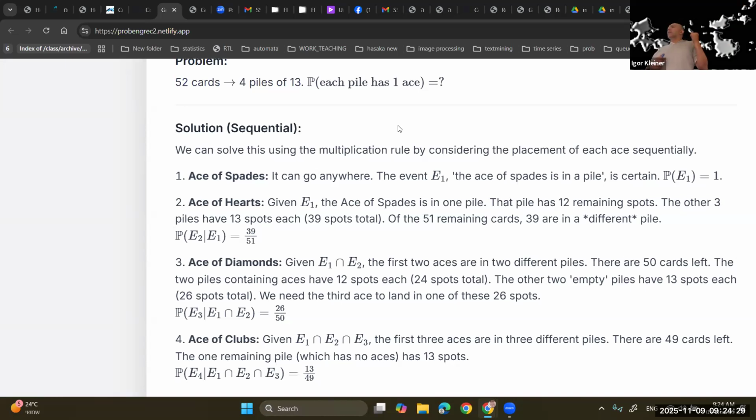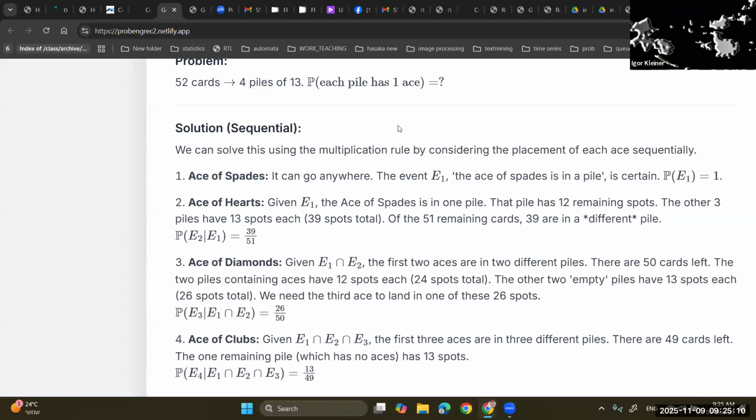Okay, these are the four events. First, the ace of spades is in some pile, so the probability of E1 is one. E2 says the ace of hearts is not in the same pile where the ace of spades is. We need to find this probability. E3 says the ace of diamonds is not in the same pile where these two elements are. And E4 says that the ace of clubs is not in the same pile where these things are. So, yes, these four events depend on each other. You're right. Okay.